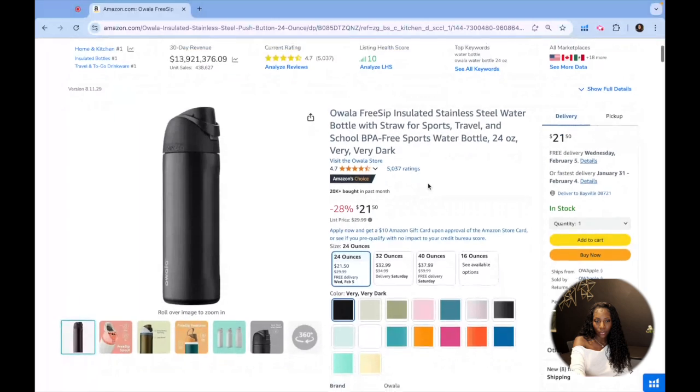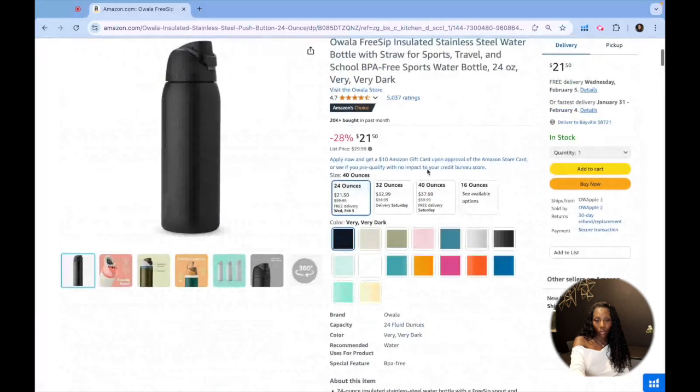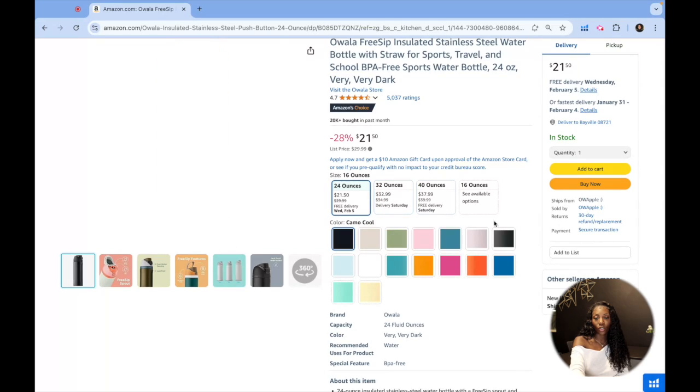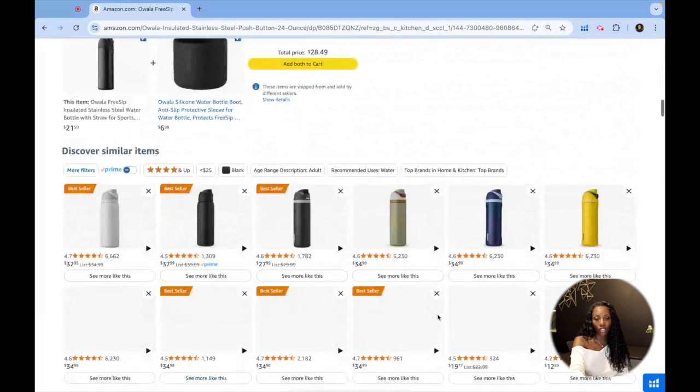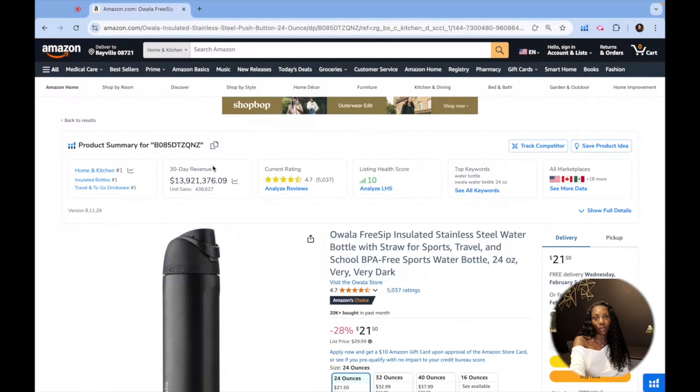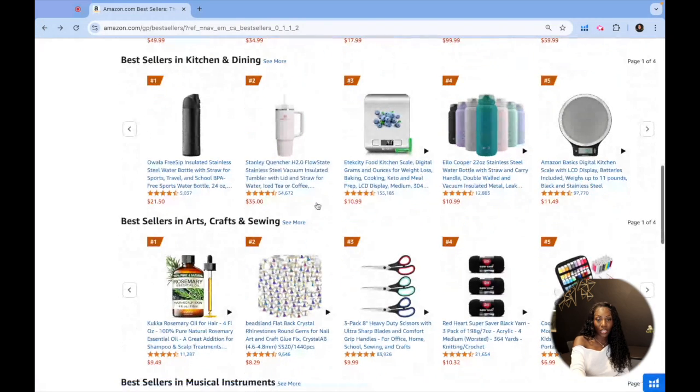Let's see. Oh, I didn't even realize they had different sizes as well. So they come in color variations, but also size variations, which is a good touch for them to have. Wow, mind blown. Almost $14 million in a month. I just find that very interesting.